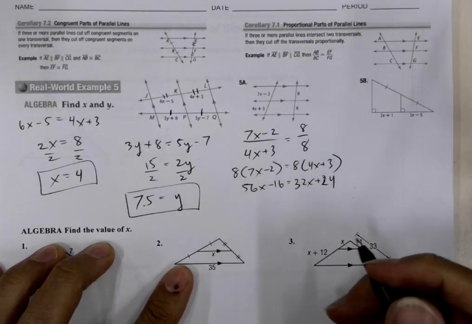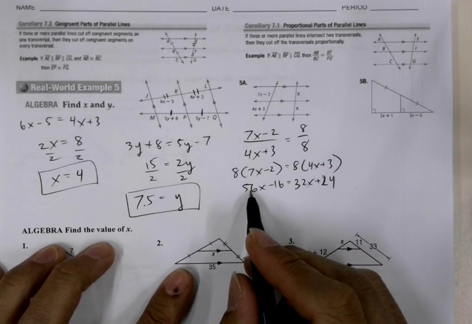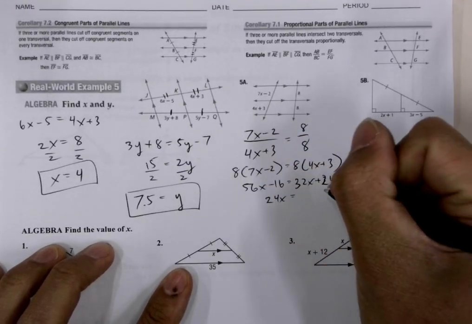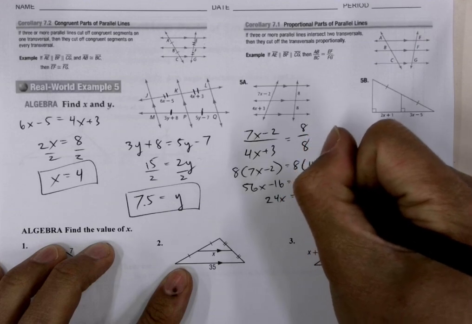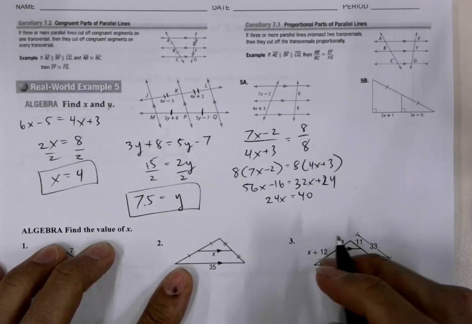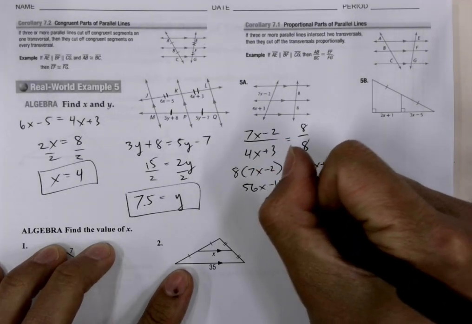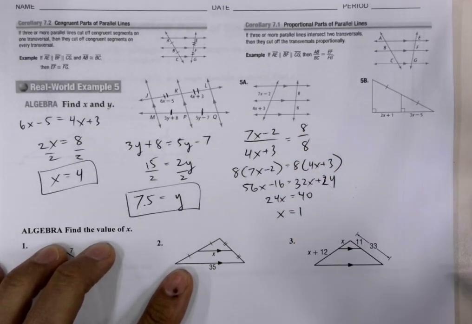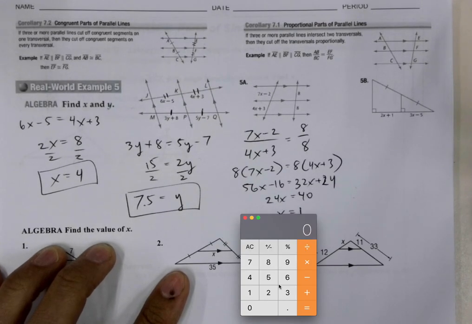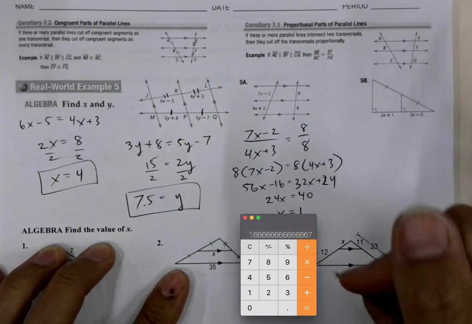Right? Then we'll add and subtract on both sides. And so on this side, we'll get 24x is equal to 40. Yeah, that sounds right, because we're adding 16 to both sides. We'll divide by 24, and we'll get x is equal to 1.66. And then there's going to be a fraction in here. So let's go ahead and drop it in. Let's say 40 divided by 24, 1.66.